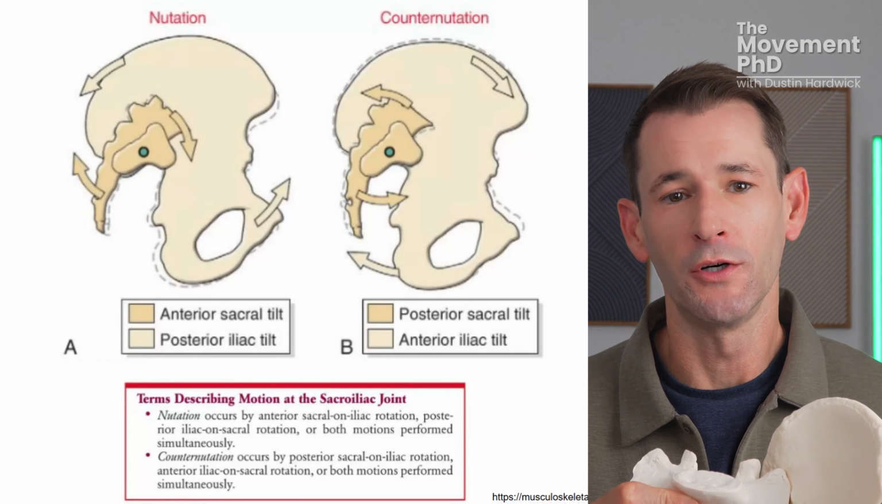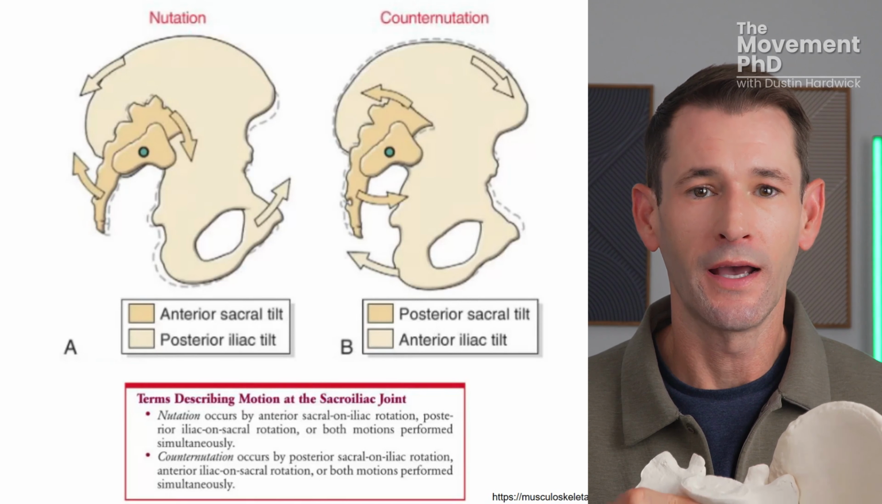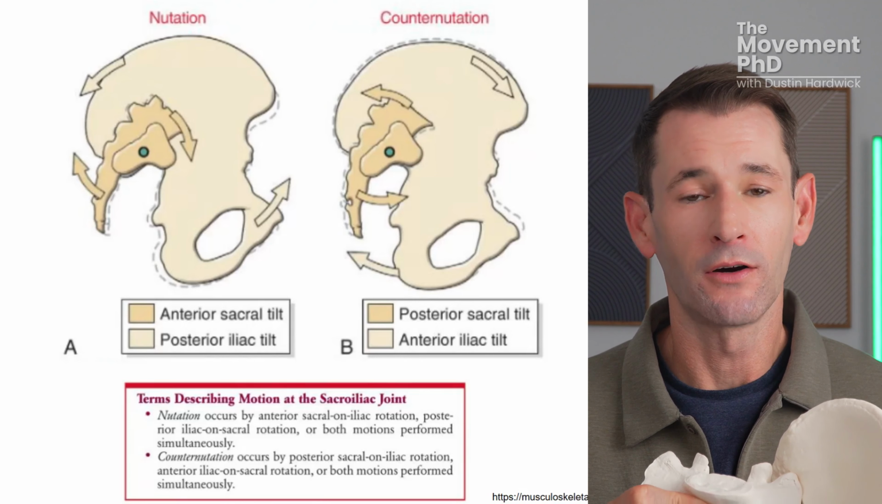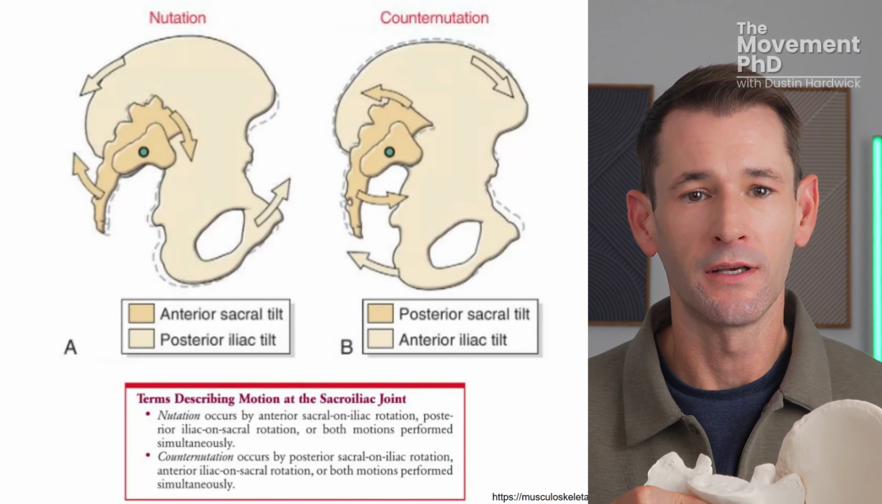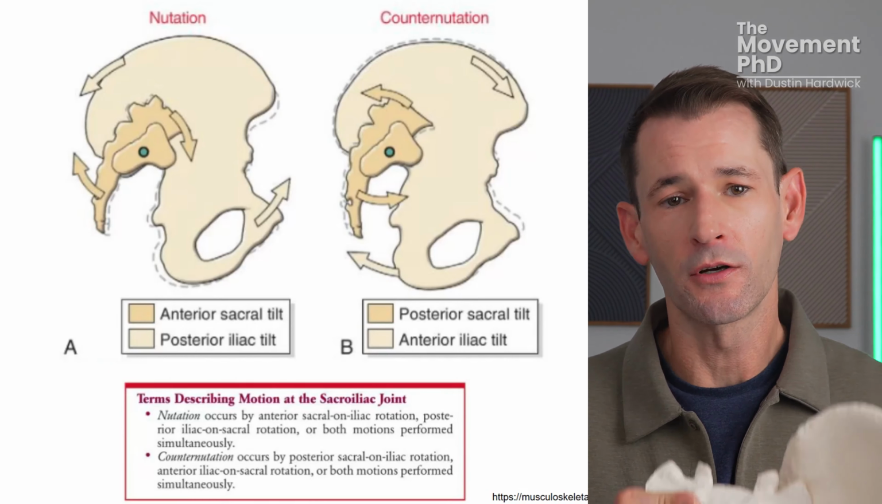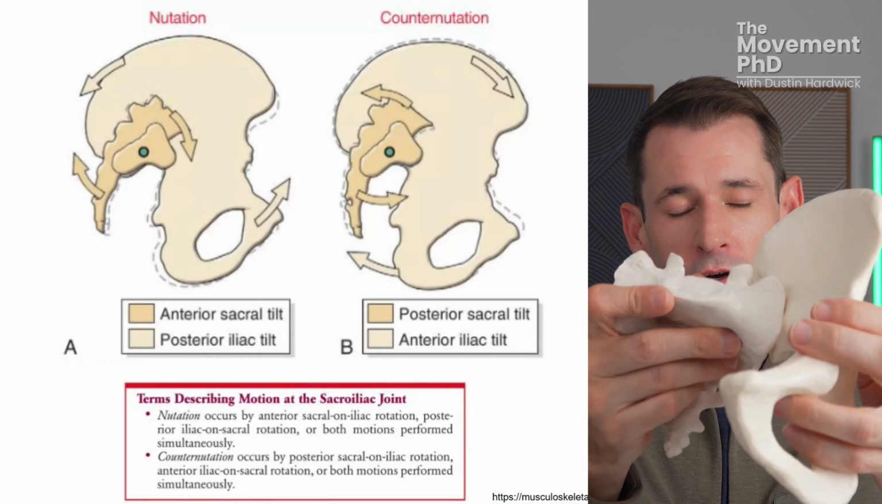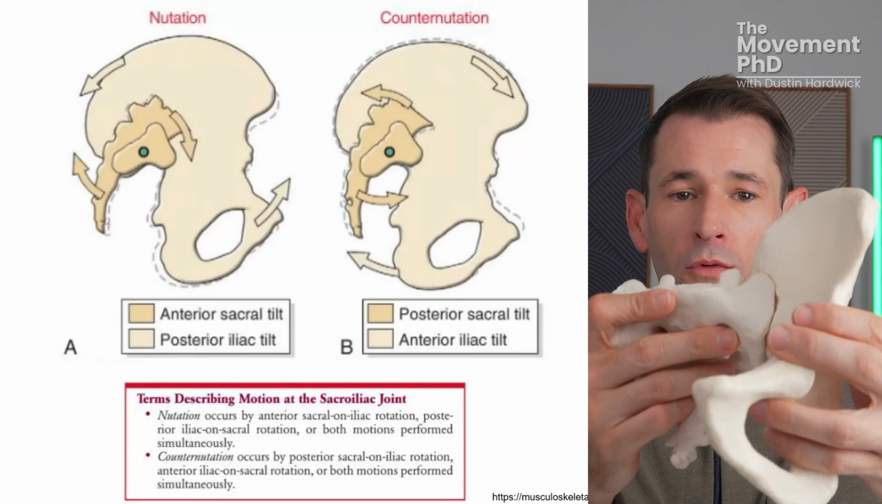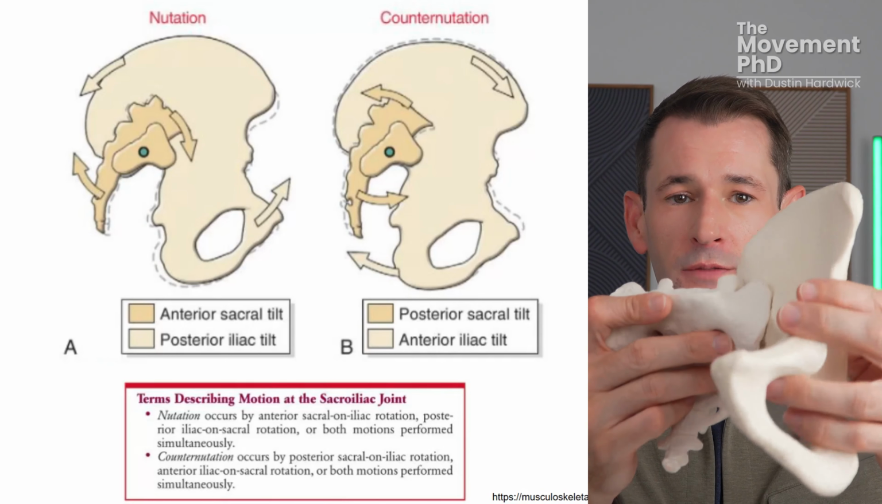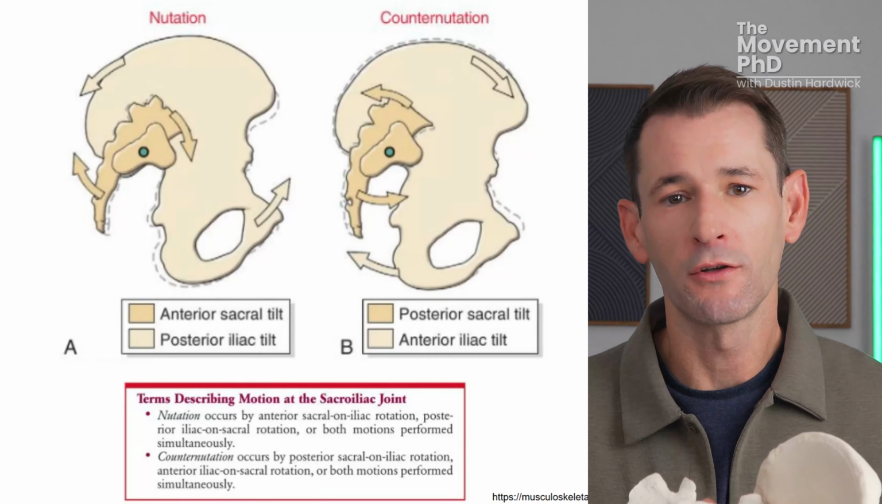Let's talk about the two most important movements of that SI joint. That is nutation and counternutation. Now, these are sagittal plane motions since they involve an anterior or a posterior tilt. Nutation occurs when your sacrum rotates or tilts anterior on that ilium, or when that ilium rotates or tilts posterior on that sacrum. So these motions are not mutually exclusive.